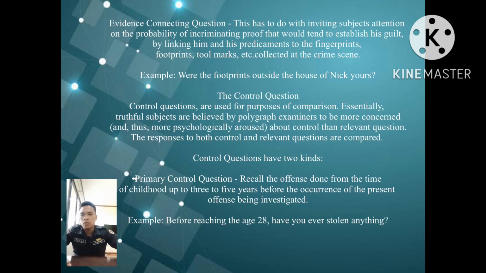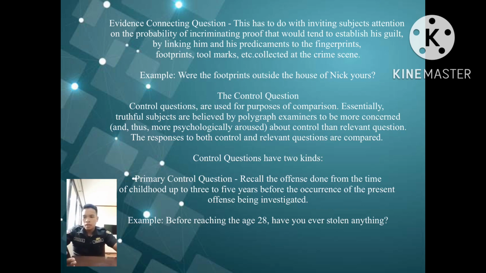So in the evidence connecting question, the police officer or the examiner is trying to test the subject's fingerprints and footprints. So they'll be asking some questions related to the crime scene. There is evidence collected and they are going to relate that evidence to the subject's doing.